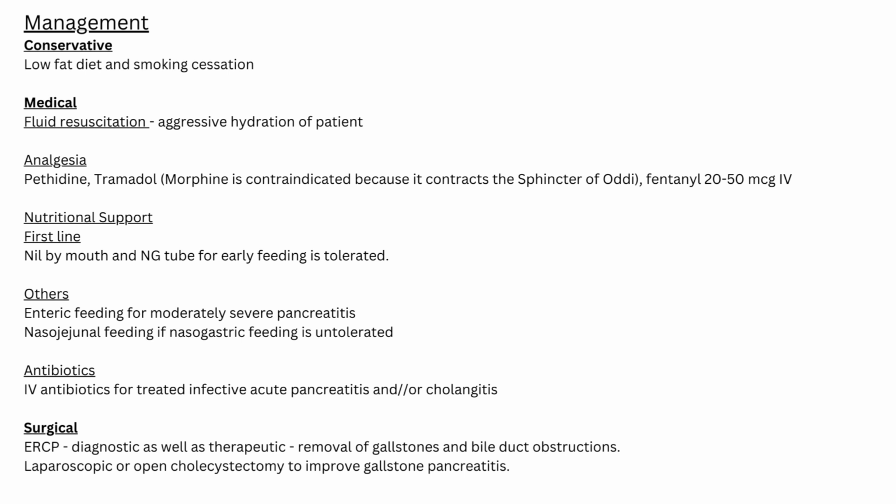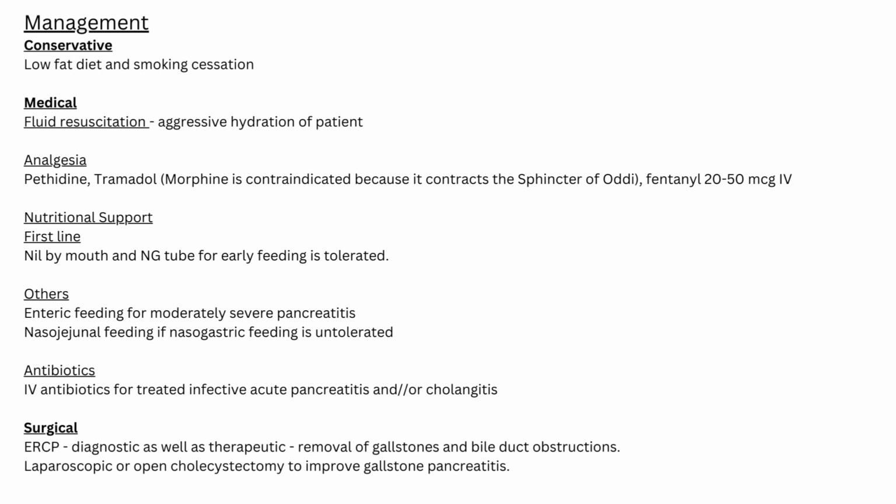The patient needs to be given nutritional support, so that means making the patient nil by mouth, using an NG tube for early feeding if it's tolerated. Enteric feeding can be used for moderately severe pancreatitis, and nasojejunal feeding if nasogastric feeding is not tolerated. We also want to give antibiotics if there's infective pancreatitis or cholangitis to reduce signs of inflammation.